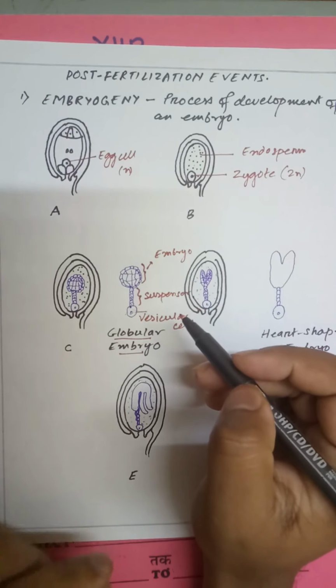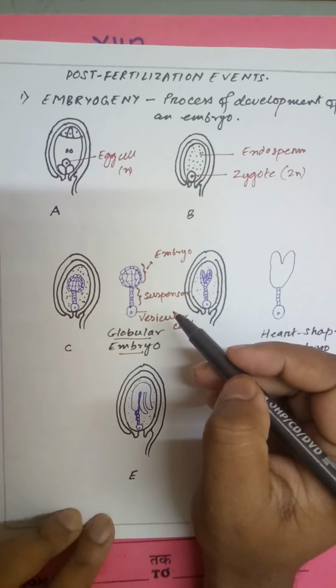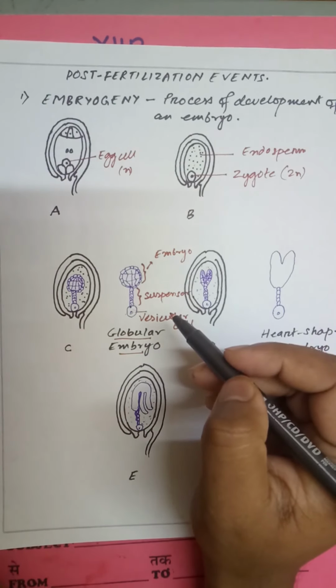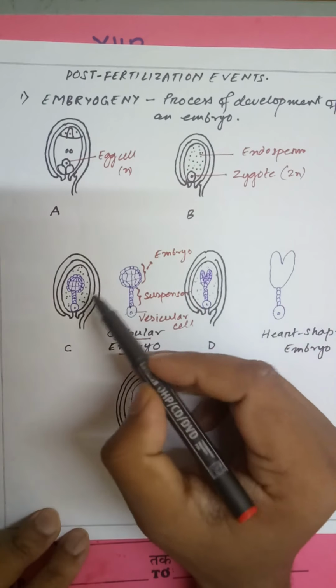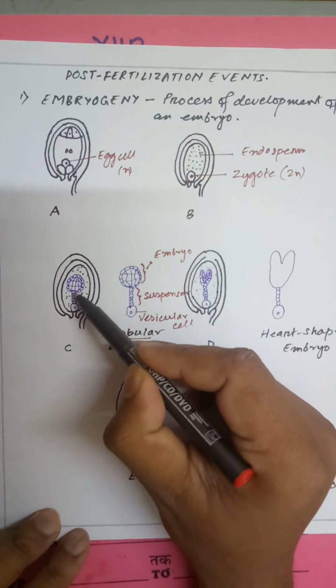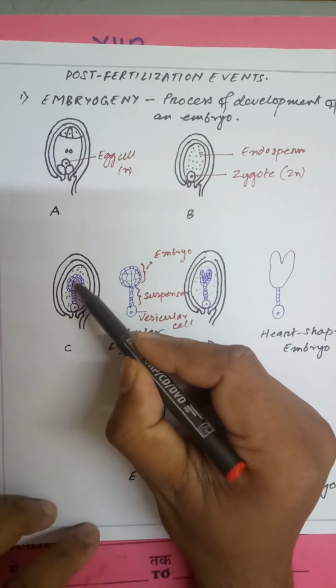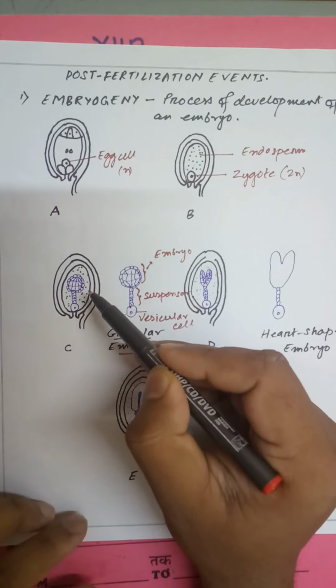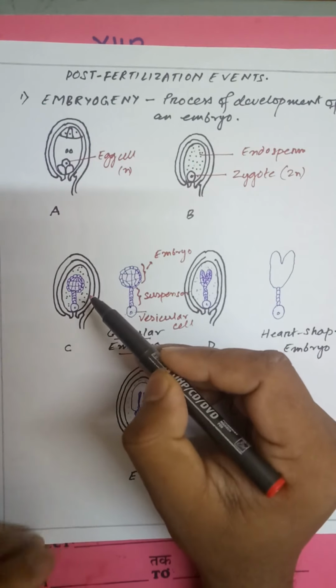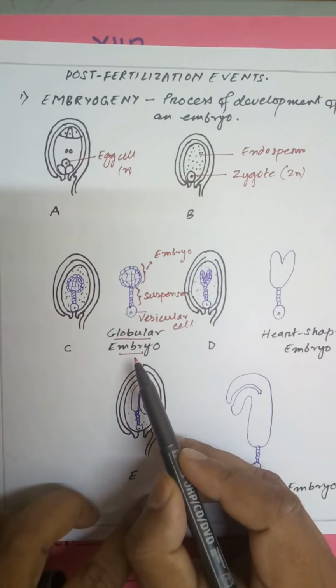You can point out the function of suspensor. The suspensor, which consists of 6 to 8 cells, pushes the embryo into the food-laden endosperm. The embryo requires food, so these suspensor cells push the embryo right into the center of the endosperm so that nourishment occurs properly. Now this is the globular embryo or globular stage.